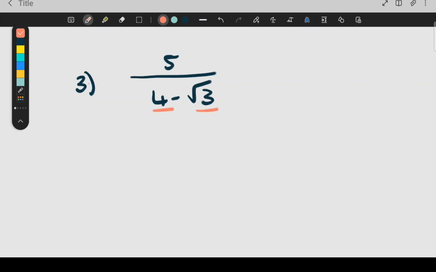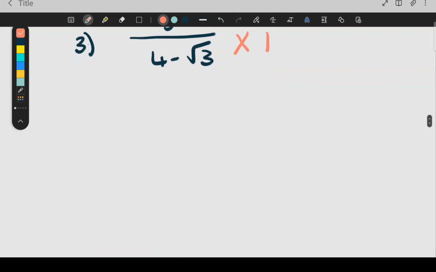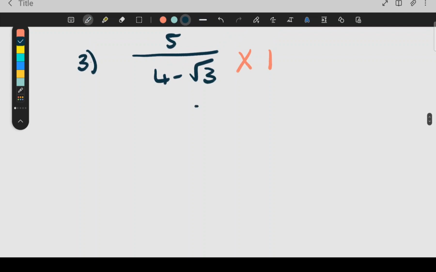Then number 3, let's write it down. Number 3 is 5 over 4 minus root 3. Can you notice, grade 11s? There are 2 terms in the denominator. When there are 2 terms in the denominator, you still multiply by 1. So I'm going to multiply by 1. But 5 over 4 minus root 3.